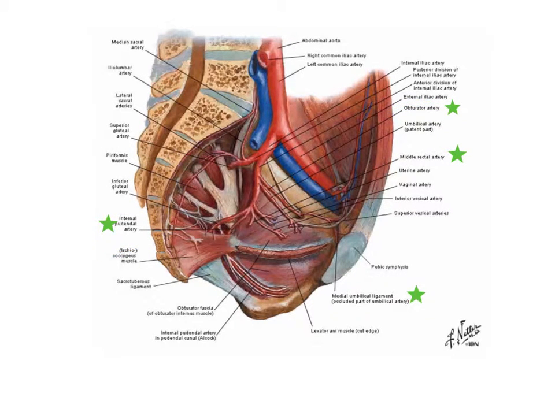The obturator artery, which is shown right here, can be identified because it's going through the obturator foramen. It's running with both the obturator nerve and the obturator vein to go to the medial thigh. We can see the obturator foramen right here. It's a gap that is not covered by obturator internus, or the obturator membrane.